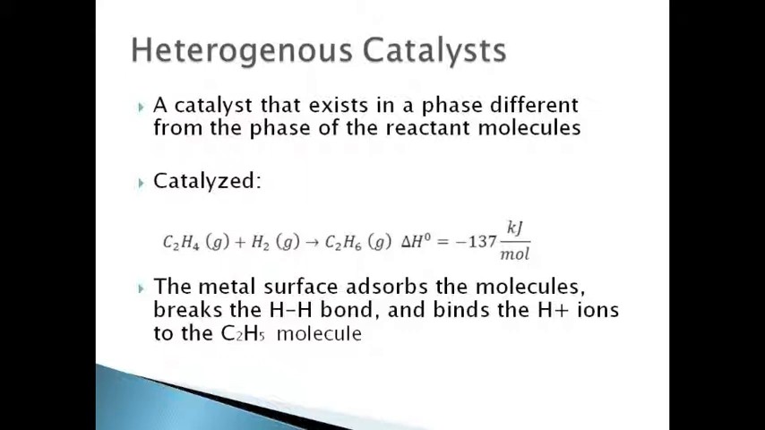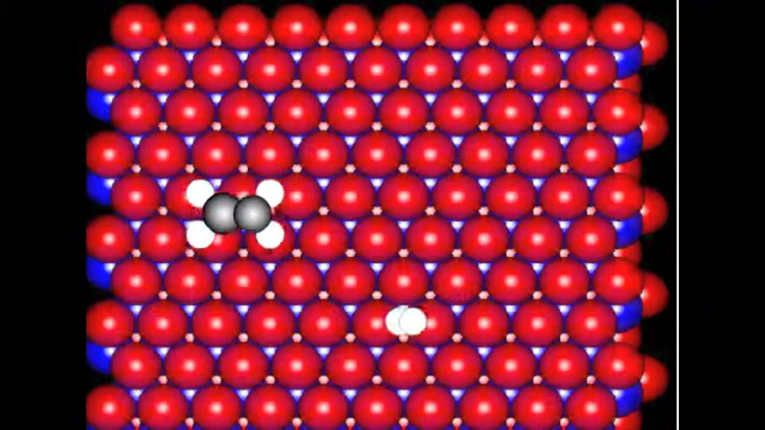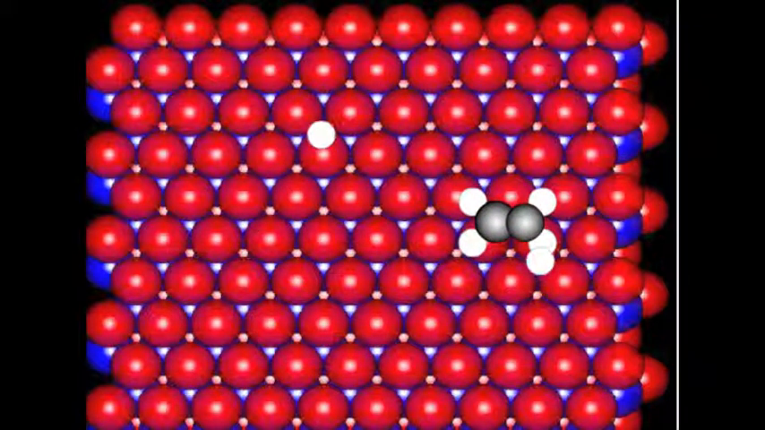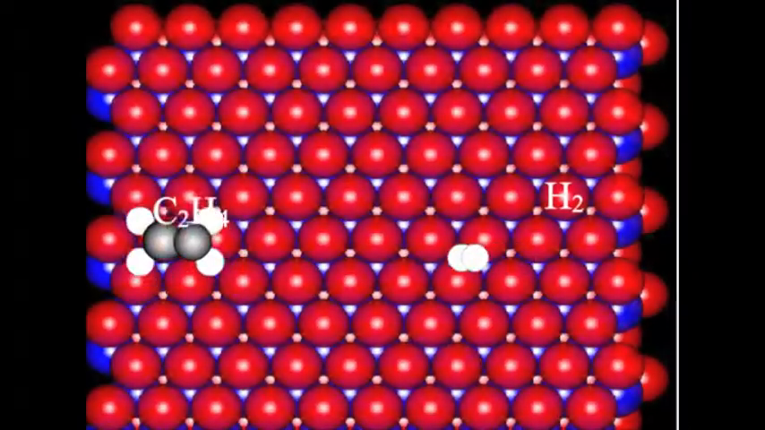Now, these molecules adsorb to a metal surface, usually palladium, platinum, or zinc, which breaks the H-H bonds and then binds the H plus ions to the C2H5 molecule. So therefore C2H6 is produced. We'll take a look at a short animation depicting this. As you watch this animation, notice that the hydrogen ions move along the lattice points of the metal molecule to bond with the ethylene molecule.